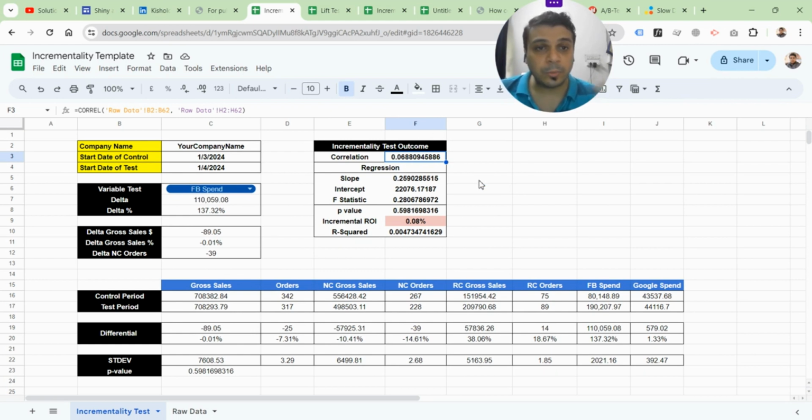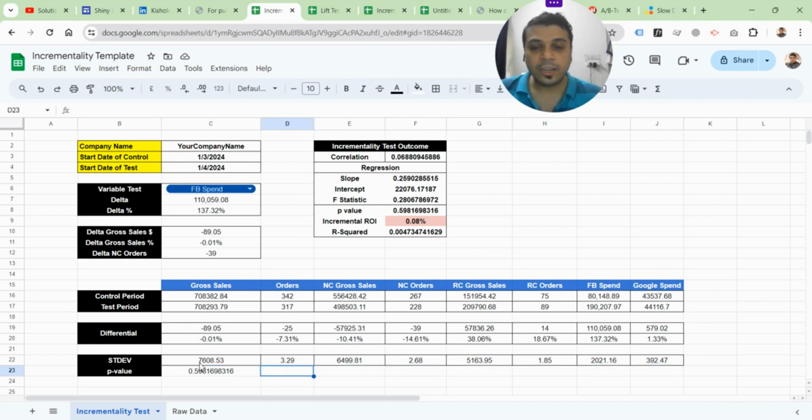So the correlation, by the way, has been measured between gross sales as the outcome variable and, as the input variable, we have taken Facebook spend. So these are obviously the coefficients of the regression that we did. So apart from correlation, we also did regression analysis, and from that we also came up with the p-value. Okay, and like I said, this is the p-value, and we also had the standard deviation values here.